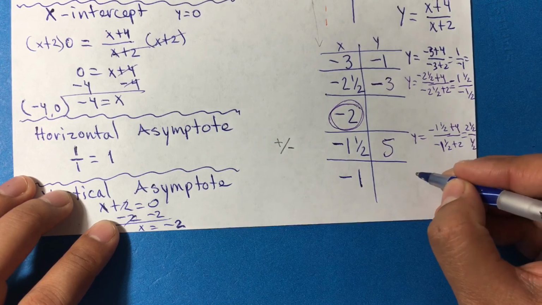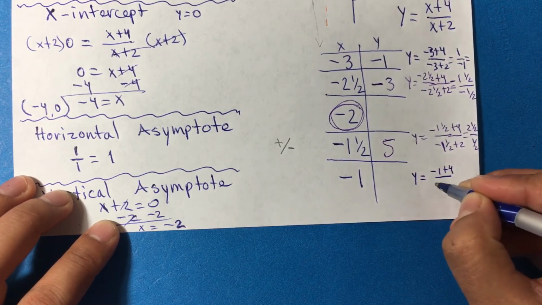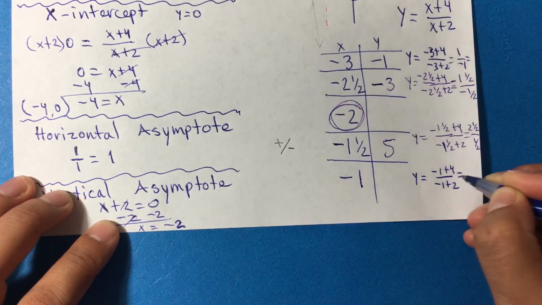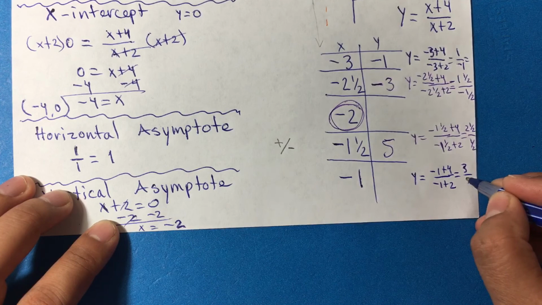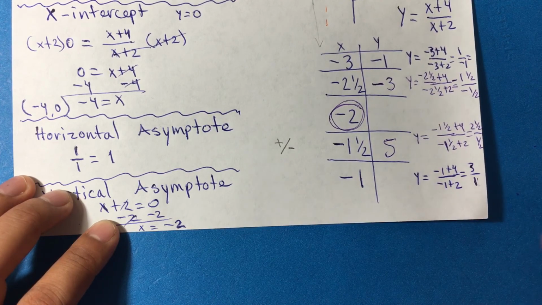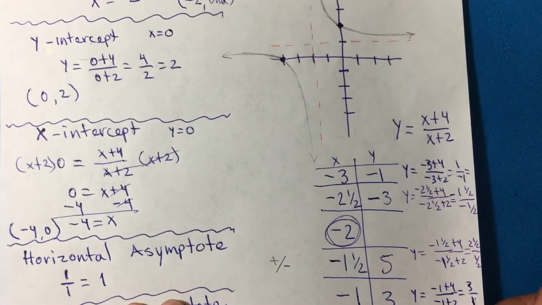The last one, you have y equals -1 plus 4 over -1 plus 2. 4 minus 1 is 3. 2 minus 1 is 1. And 3 divided by 1 is 3. So now I have the values so that I can see how close I was with that graph.